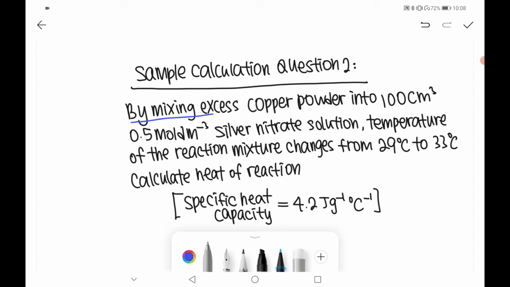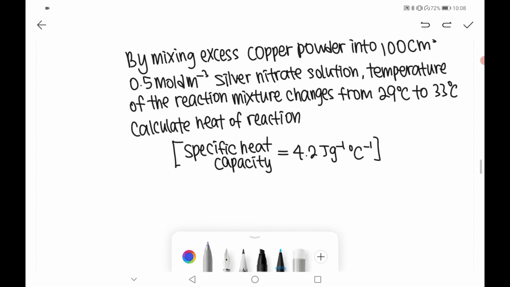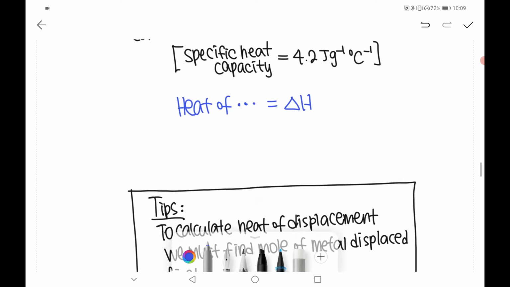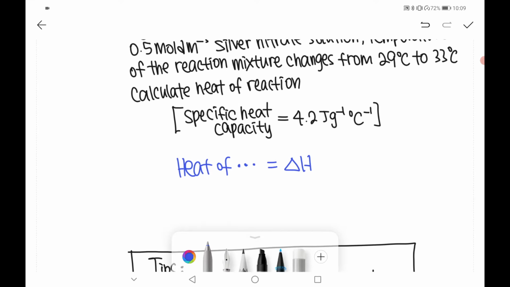By mixing copper powder into 100 cm cubed of 0.5 mole per dm cubed silver nitrate solution, the temperature of the reaction mixture changes from 29 to 33. Find the heat of reaction. What they want is the heat of reaction. So when we see heat of something, we are looking for delta H.